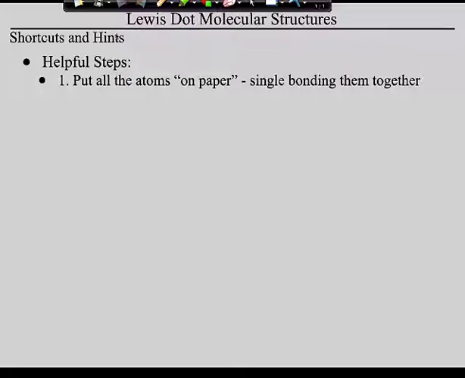So guys, these are the shortcuts and the hints and the steps that make these easier. So we're going to call them steps. So step number 1 is this. When you are drawing these Lewis dot structures, molecular structures, what you're going to do is you're just going to get all the atoms on the paper and you are going to single bond them together.